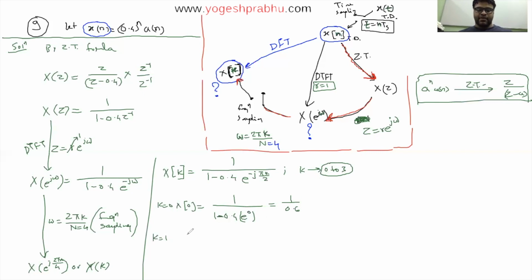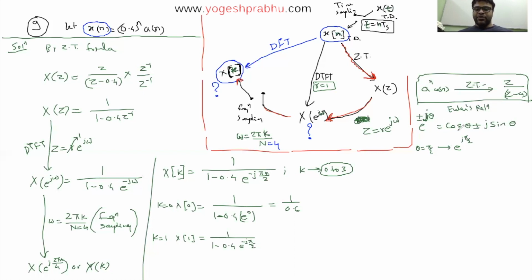Now put k equals 1. You will get X of 1. Tell me. 1 minus 0.4 e to the negative j pi over 2. Do you know e to the j theta? It's Euler's relation. e to the j theta is cos theta plus j sine theta. If this is plus, then it is plus. If this is negative, this is negative. This is called Euler's identity, or Euler's relation. This is a standard relation in math.